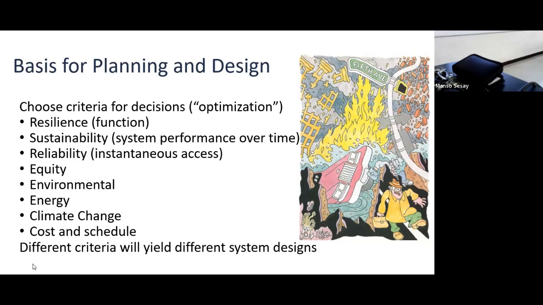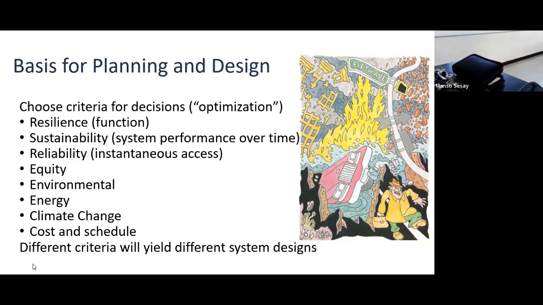And if you want to do it for lowest cost, it's going to be something else. If you're going to do it for equity, it's going to be a different system. If you're going to have environmental as your number one priority, you'll have a different system. So how do you optimize? You don't. This is the nature of living in the world. We have to think about all these priorities and come up with something that represents a reasonable compromise. And then we have to think about the overriding tsunamis of energy, climate change, and of course, cost and schedule. But you choose different priorities, you end up with different systems.